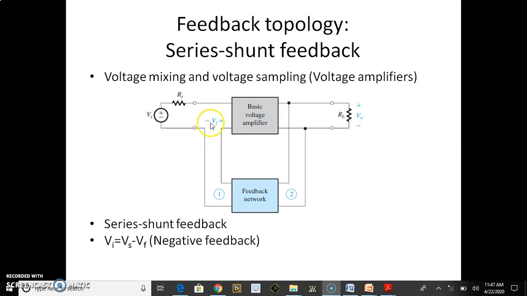Suppose the polarity of this is plus minus, then this will be called positive feedback. In such a case, the feedback voltage will add up with the already existing source voltage. So with this polarity as minus and plus, it is called negative feedback.